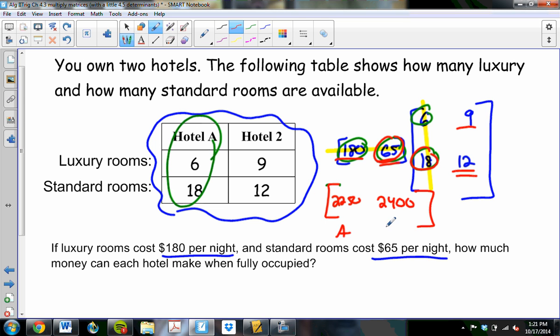This is how much Hotel A made, this is how much Hotel B made. If I wanted to, I could add those up. I get 4650.